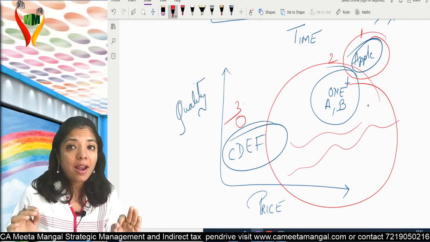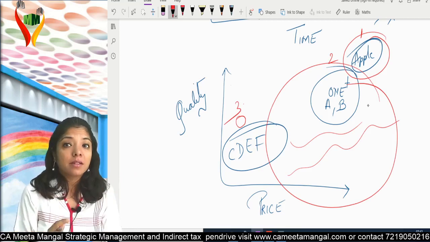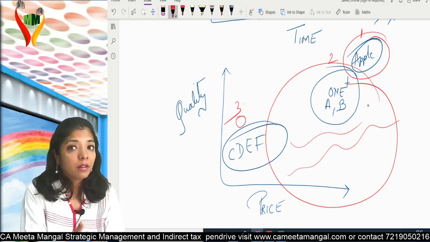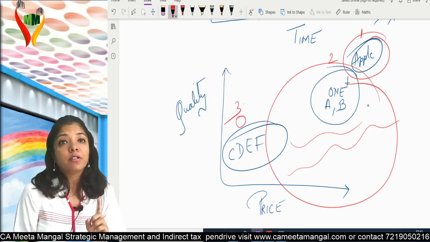This is called strategic group mapping. Again, I am saying we are doing a revision. Am I clear? I'm assuming over here you know things and we're just revising it.